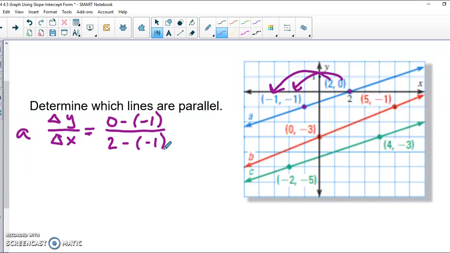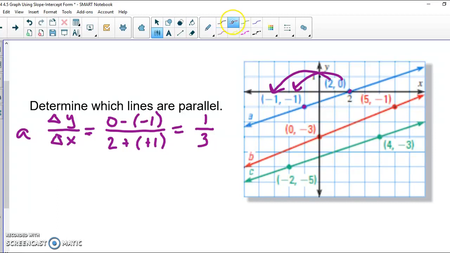Notice it's really important to keep track of your signs here. So 0 minus -1, minus a negative, I can do same, change, change. And minus a negative really becomes plus. And in my denominator, I again have 2 minus negative 1. So I could do same, change, change, meaning I keep the 2 the same, but I change my next two signs. So that's really 2 plus 1, which is 3. So the slope of line A is 1/3.